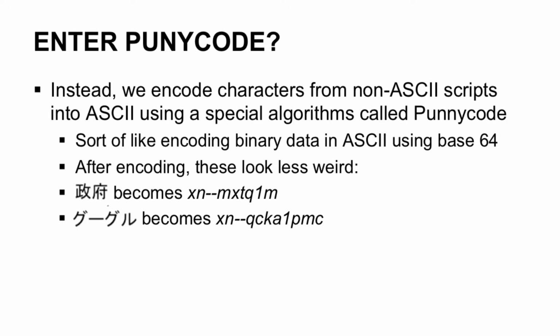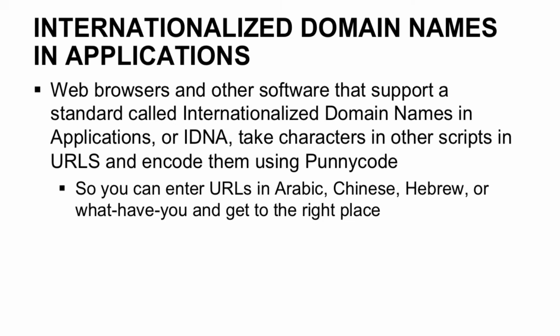For example, here are the Punycode encoded equivalents of two of those internationalized TLDs we saw on the last slide. Note that Punycode encoded strings always begin with the 4 characters XN--, which makes them easy to spot. No other labels should start that way. So how does this encoding happen?